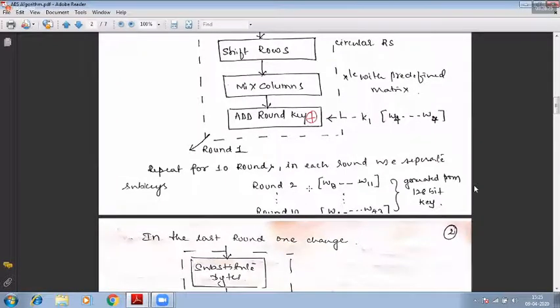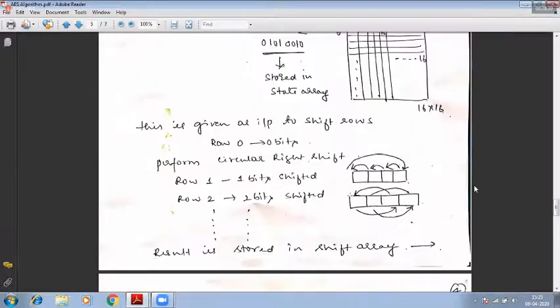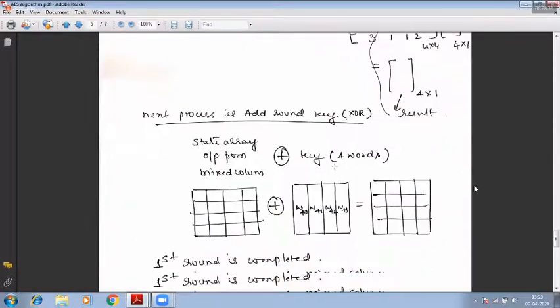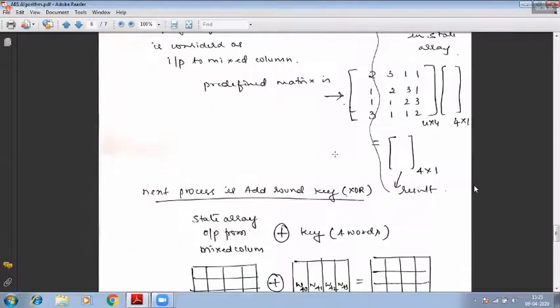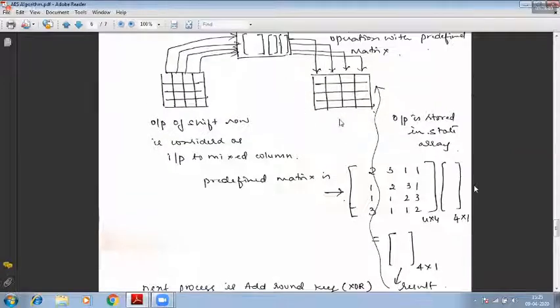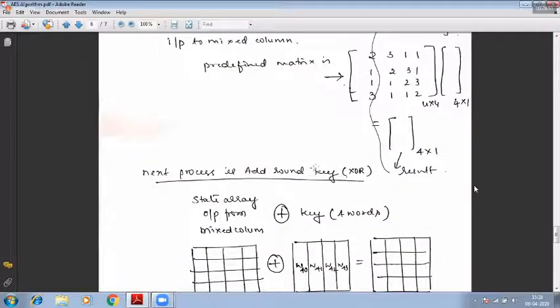So how do I do the XOR operation? I hope I'm not repeating, going back. I just want you to be very careful with whatever I'm identifying. After performing my mixed column operation with the predefined matrix, whatever result I have is in this particular array, stored in the state array. Now that is given as an input to your next block.